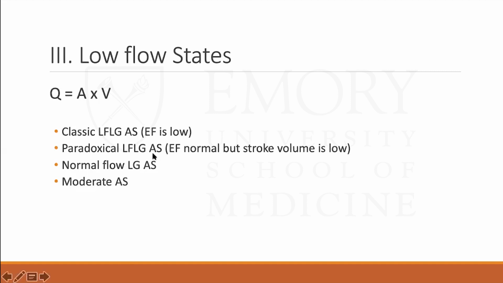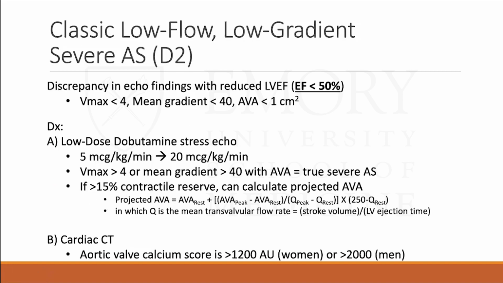Paradoxical low flow, low gradient AS: what that is, is your EF is actually normal, but your stroke volume is low. And I have a slide for both of these concepts. I'm not going to really cover normal flow, low gradient AS or moderate AS for the purpose of this talk. So what's classic low flow, low gradient AS?